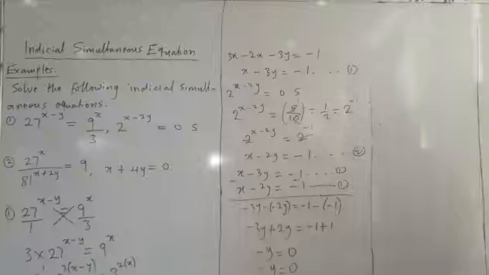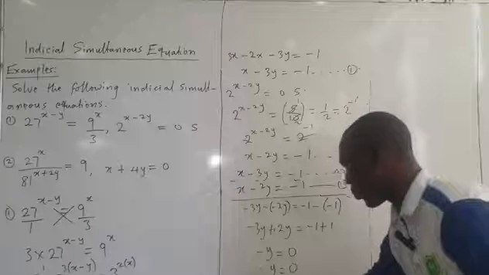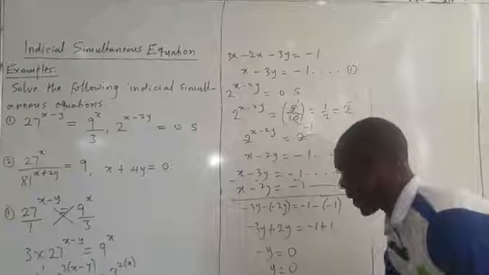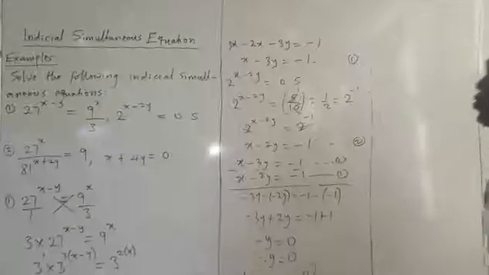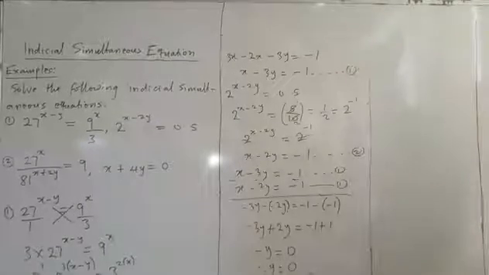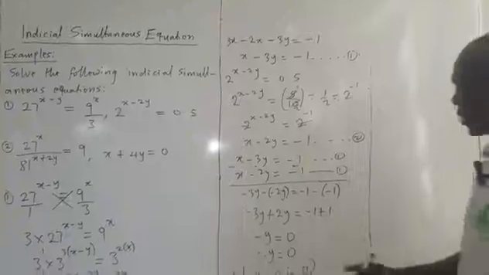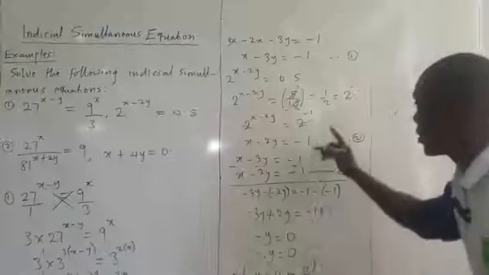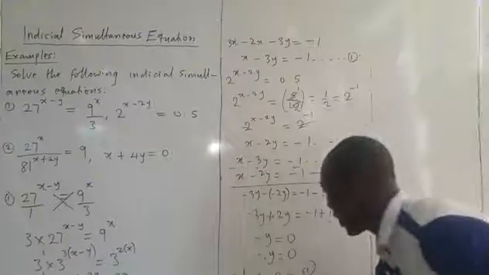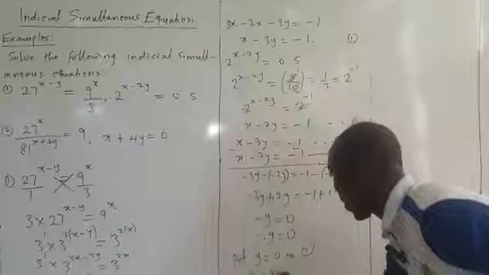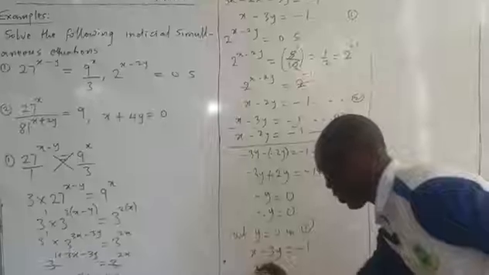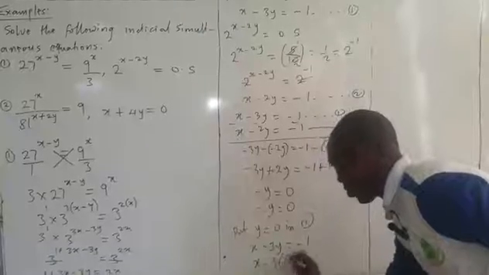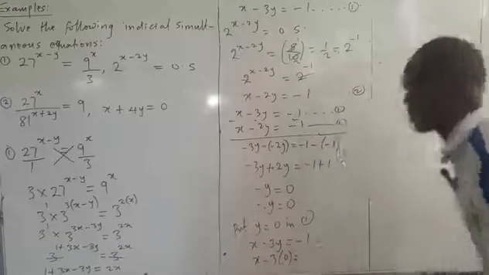So let's look for the value of x. You can also put y equals to 0 in equation 1 or equation 2. So you can put it in any of the equations. And equation 1, so equation 1 is x minus 3y equals minus 1. So when y is 0, we have x minus 3 into 0 equals to minus 1.